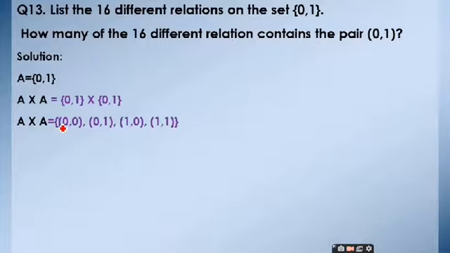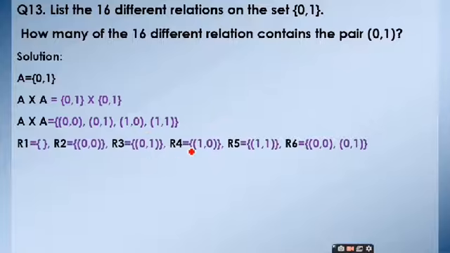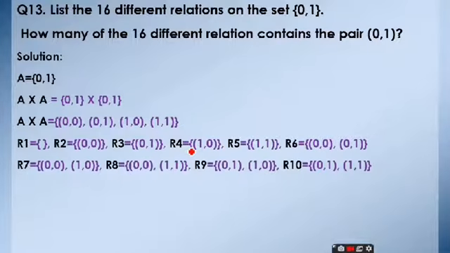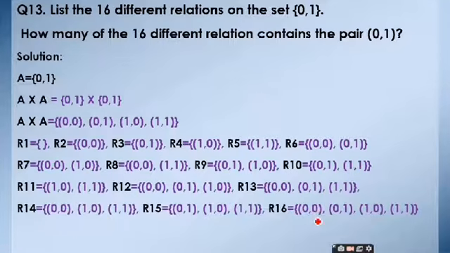You all know how to find the relations of a Cartesian product. First is the null set, then we take a single element in every relation, then we take two elements together, then three elements, and then four elements, and in the last we write the improper subset, in which we take all the elements of the set.